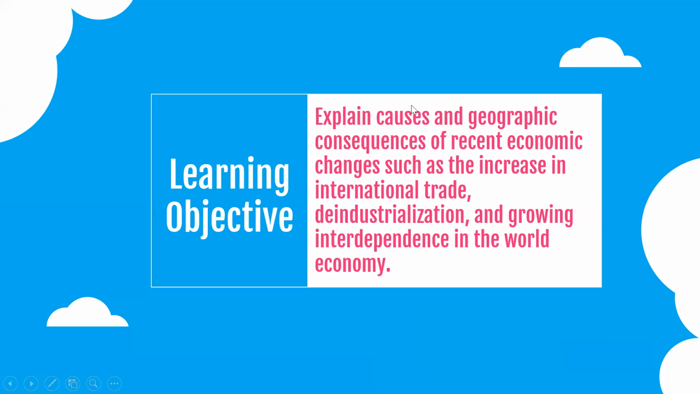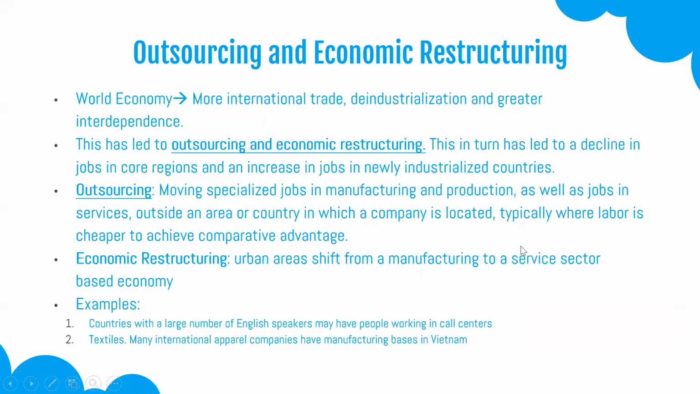So the learning objective here, taking a look at 7.7, is to explain the causes and consequences of this economic change and global trade: an increase in international trade, deindustrialization, and a growing interdependence in the world economy. All right. So the main two concepts of this topic are really outsourcing and economic restructuring. Okay. So, looking at the world economy, recent changes have led to increased international trade and greater interconnectedness across the globe. Okay. And that's what we're seeing in the world economy.